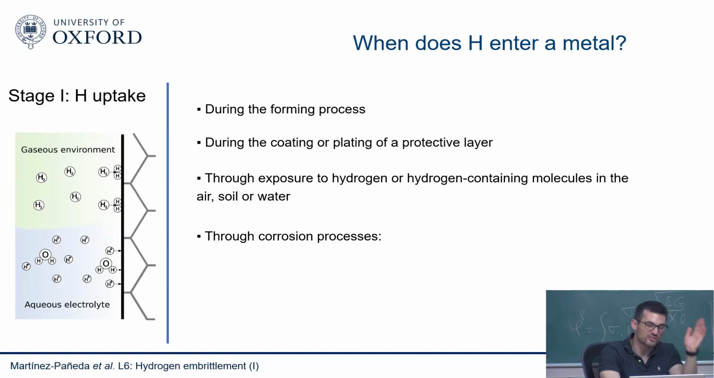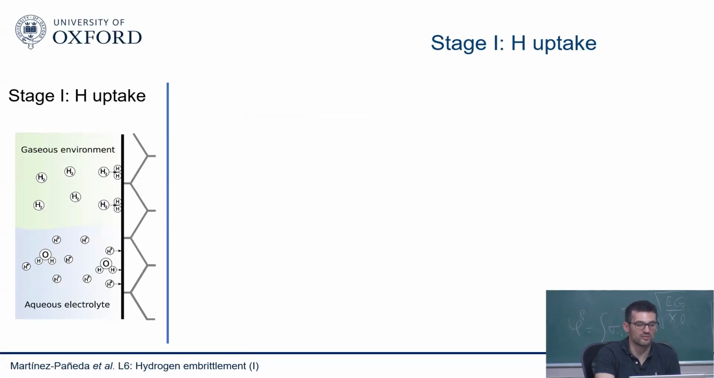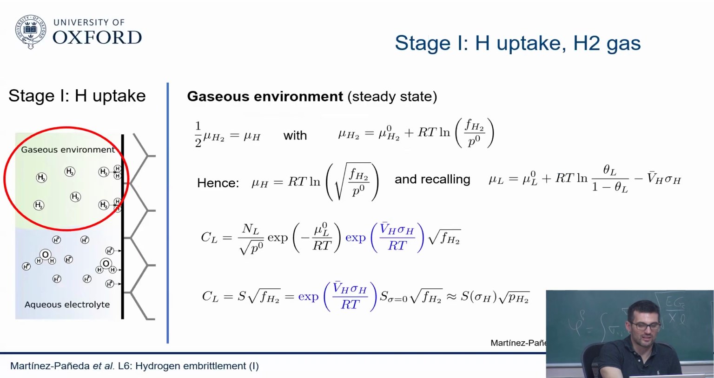So the first stage is of course calculating how much hydrogen enters the metal, and hydrogen can come from many environments. But the two that we normally care about are the gaseous one and the aqueous electrolyte one. So we want to resolve those two. We want to calculate how much hydrogen enters the metal. I told you yesterday very briefly that you have something called Sieverts' law that you can derive. You can see the derivation here. I didn't have time to discuss that yesterday.